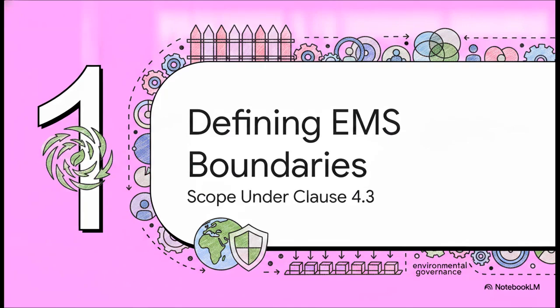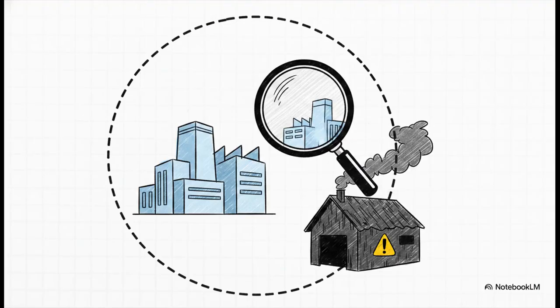Section 1. Defining your EMS boundaries. We are establishing the scope under Clause 4.3. Now, a classic auditor trap we see all the time is the concept of artificial limitation. Imagine a company deciding to carve out their high-emission warehouse, or maybe a facility where they store hazardous substances, entirely from their scope. Why? Just to simplify the audit and look good on paper. It's essentially the corporate equivalent of sweeping dirt under the rug. And let me tell you, lead auditors actively hunt for this kind of gerrymandering.